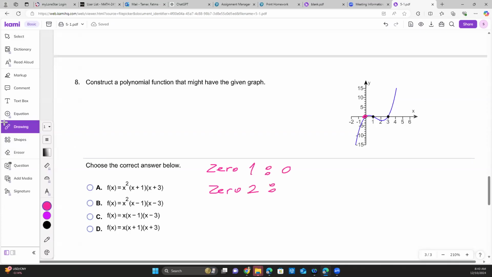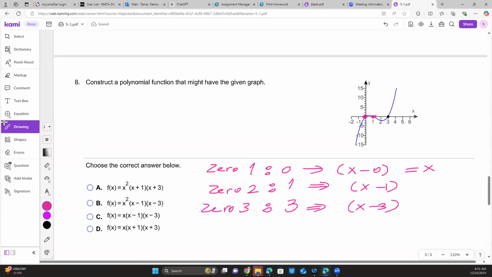Zero number 2, it touches the x-axis again when x is 1. And then the third zero is 3, positive 3. If we just write the factors associated with each of these zeros, this is x minus 0. Simply, we're just going to write it as x because subtracting a 0 doesn't change anything. This one is x minus 1. And this one is x minus 3. Because these two zeros are positive, their factors will have negatives. Look, this one is gone because it's x plus 3. This one is gone because it's x plus 3.